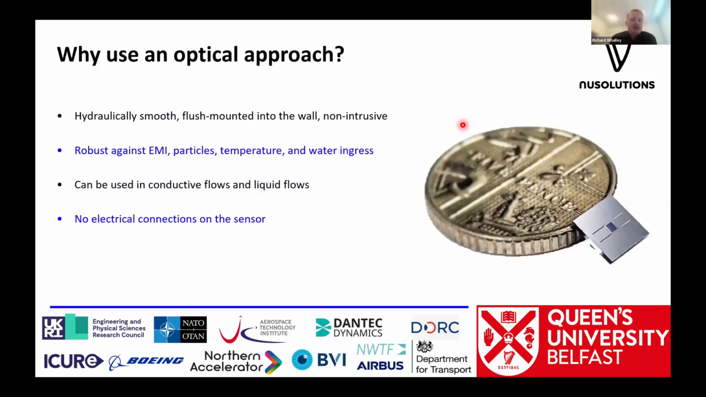And so for us, we've used an optical approach, and we did that because we wanted it to be robust to things like EMI. And we found we've taken this approach, we're good in terms of water ingress. We also wanted it to be used in both conductive flows and in liquid flows, although we've only tested it really in air flows. I'll show you some robustness tests that we've done so far. And we wanted to avoid any electrical connections on the sensor as well.